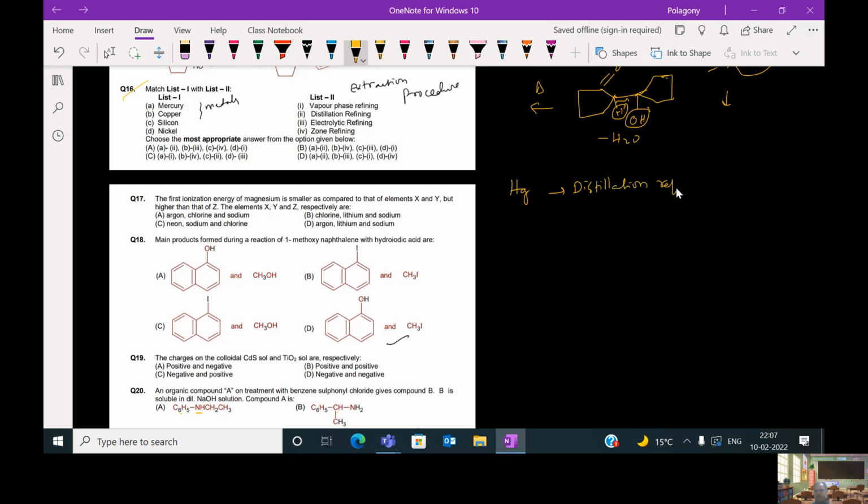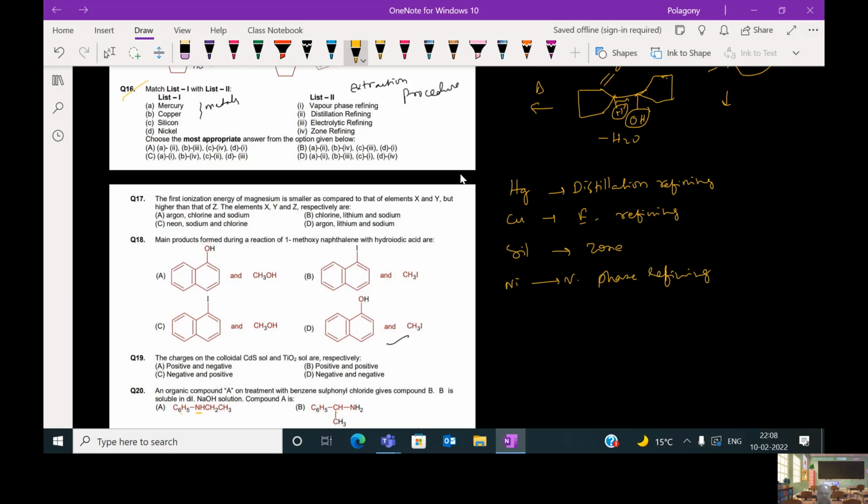Refining process we use, and whereas copper, electrolytic refining process we use, and after that silicon, the zone refining process is used, and nickel, since nickel has low melting and boiling points, we can use the vapor phase refining process.